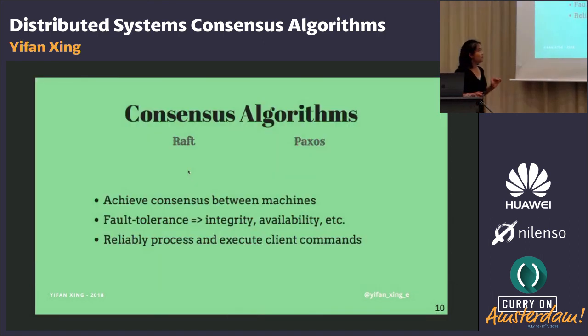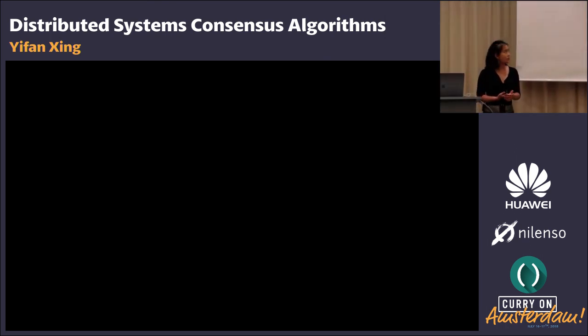Most of the above issues can be solved by implementing consensus algorithms on the machines. There are two very popular consensus algorithms. One is called Raft and one is called Paxos.